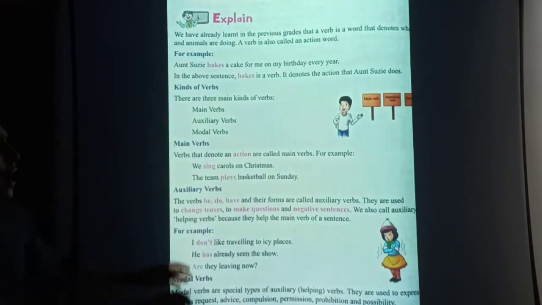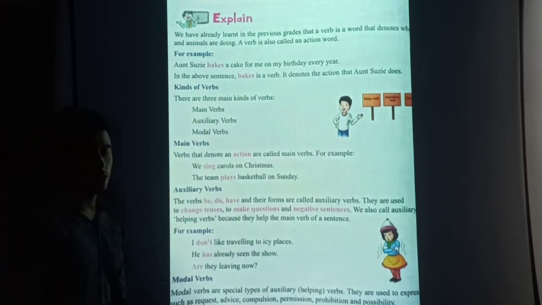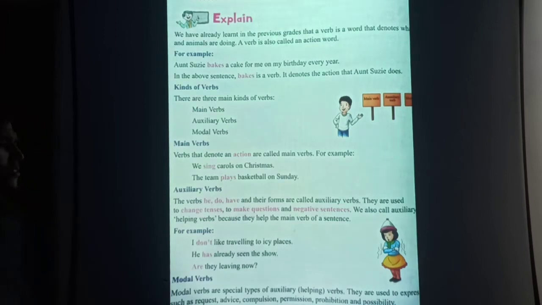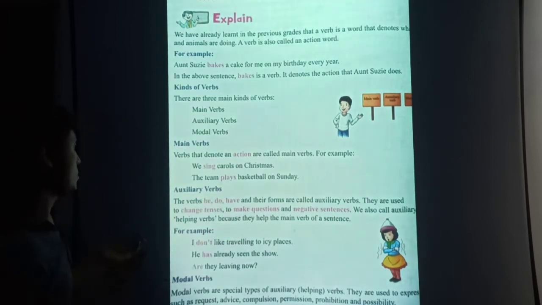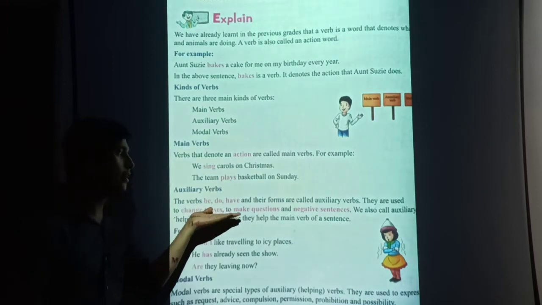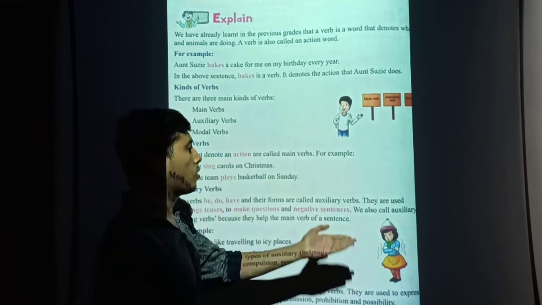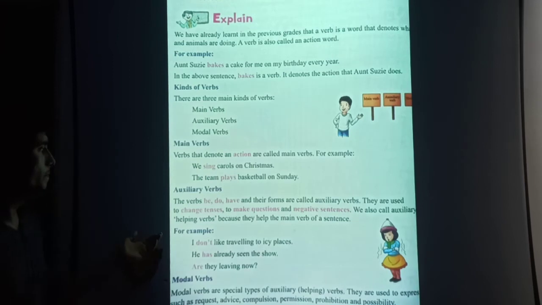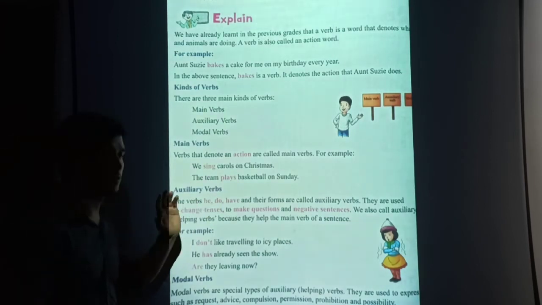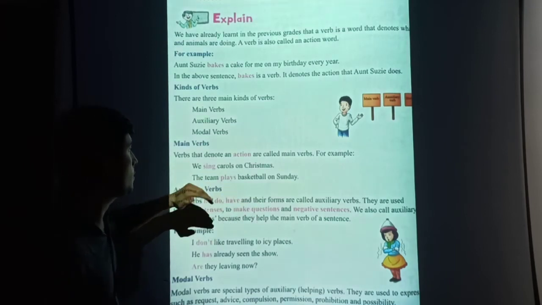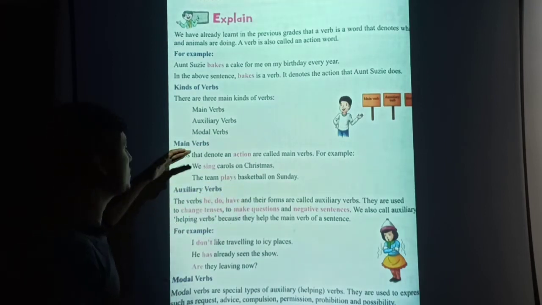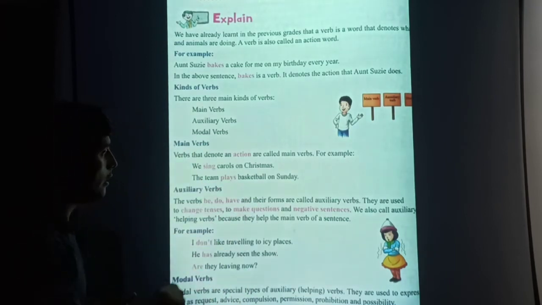Now, what is an auxiliary verb, students? It's very easy and simple to understand. We can just call it a helping verb too. The verbs do, have and their forms are called auxiliary verbs. These are helping verbs, and they come a lot of the time in a sentence with the main verb or before the main verb.